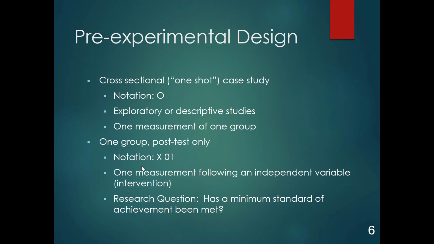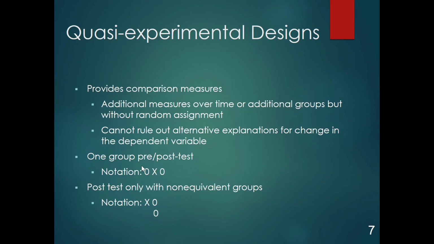For example, here's a research question. Okay, so in looking at this research question, has a minimum standard of achievement been met? Using the one group post-test design, you would give your intervention and then you would measure them after your intervention. So with the quasi-experimental designs, it provides comparison measures. With the pre-experimental designs, those are just one measurement. With the quasi-experimental, you have comparison.